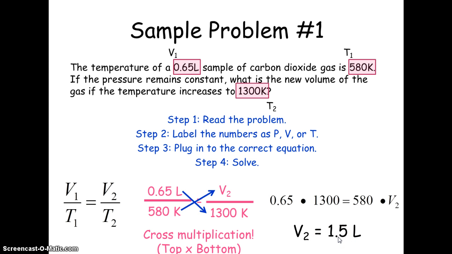Our last step is to say, does this make sense? We know that as temperature increases, volume increases. So in this case, the temperature increases. So that means our volume should increase as well. And we can check. It does. 0.65 increases to 1.5 liters. This makes sense. We can go with this as our final answer.